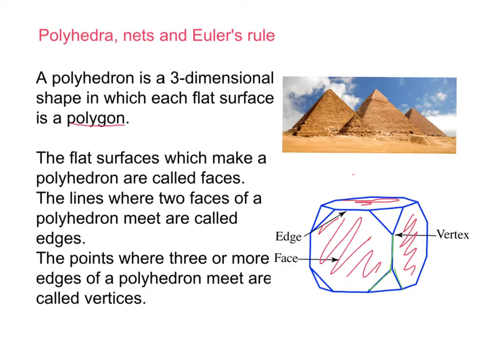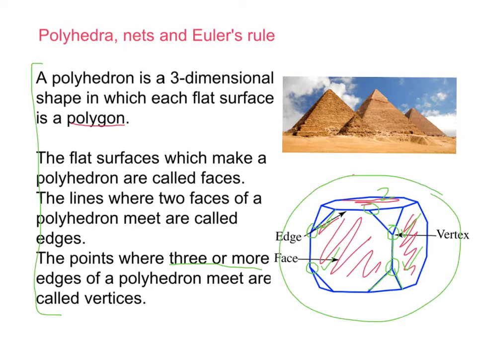Okay, the points where three or more edges meet are called vertices. So here's a vertex, and here's a vertex. You can't see it from this side, but here's a vertex here, and here's a vertex here. This is not a vertex. Why not? It's only two edges. The vertices are here, here, here, and here, where three or more edges meet. So writing out this definition, all of the words there, plus drawing this diagram, that's what you need to have under a heading Polyhedra, nets, and Euler's Rule.